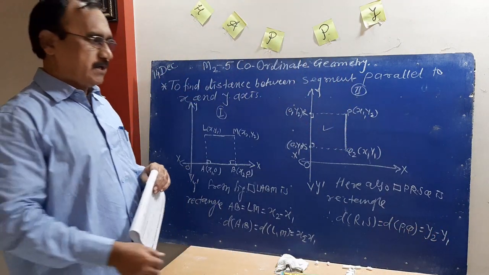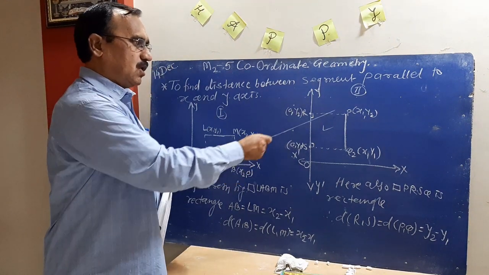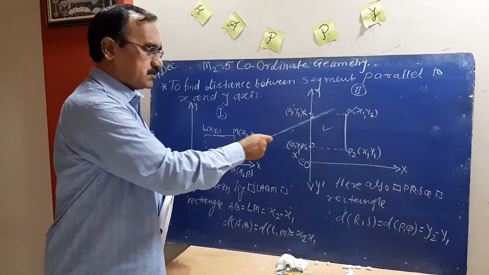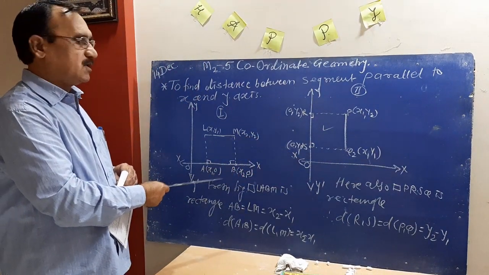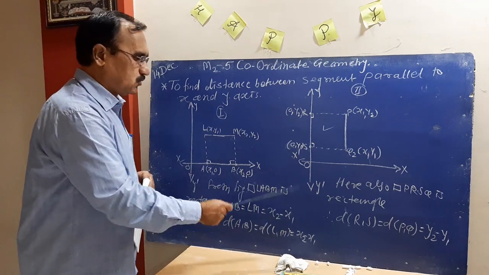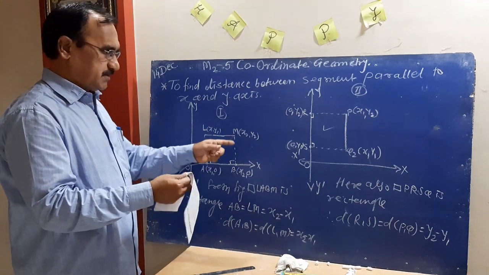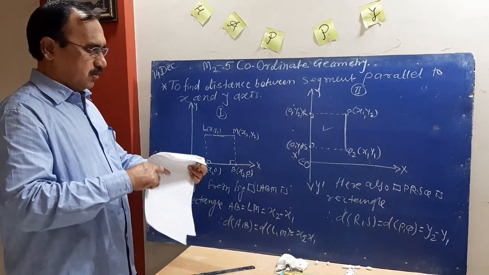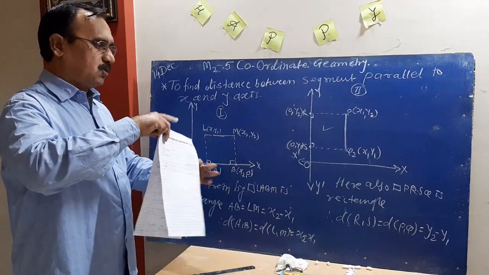That means if points are on the y-axis or parallel to the y-axis, the distance between these 2 points is y2 minus y1, and if points are on the x-axis or parallel to the x-axis, the distance between these 2 points is equal to x2 minus x1. Now on the basis of this concept, we are going to see if the segment is not parallel to any axis.